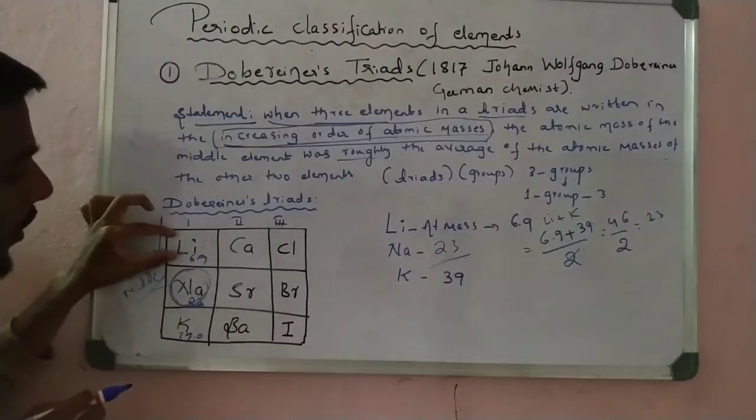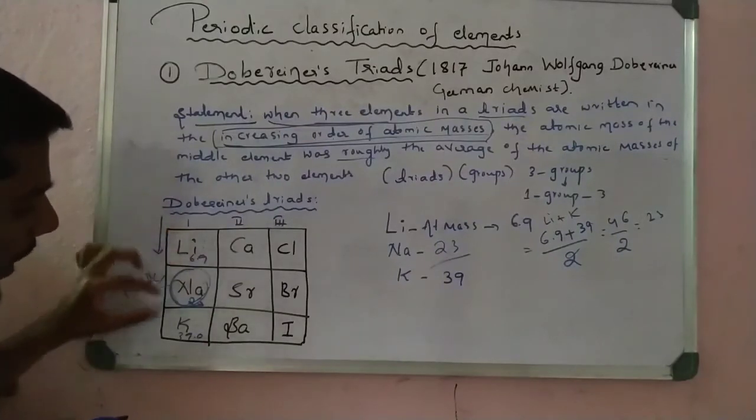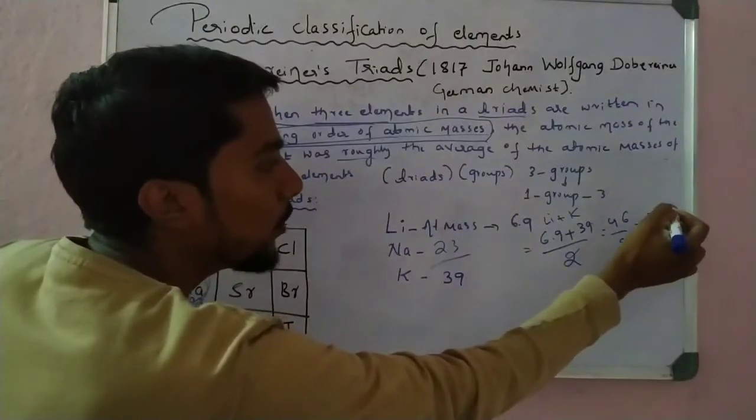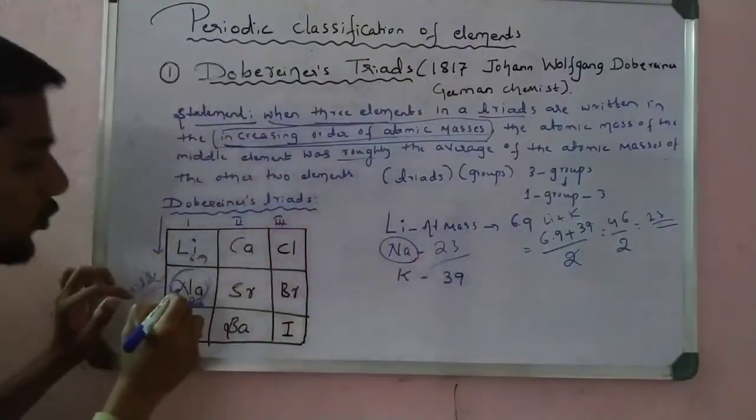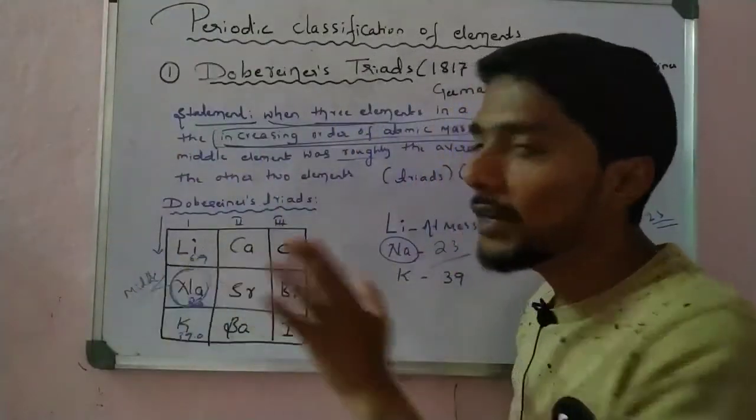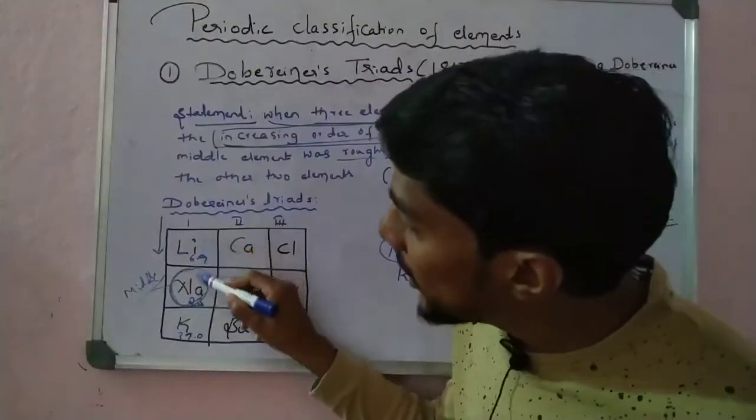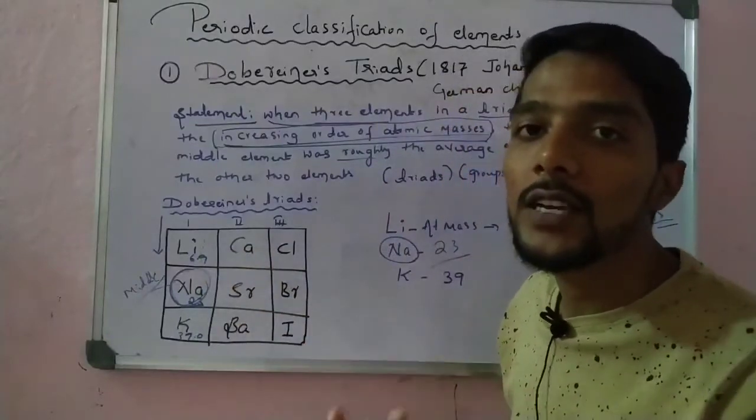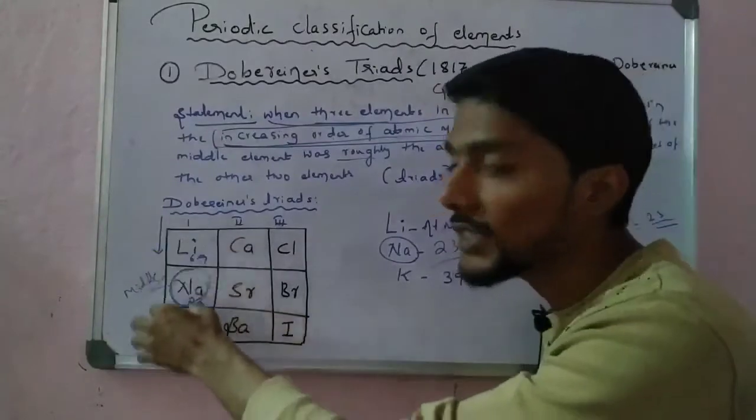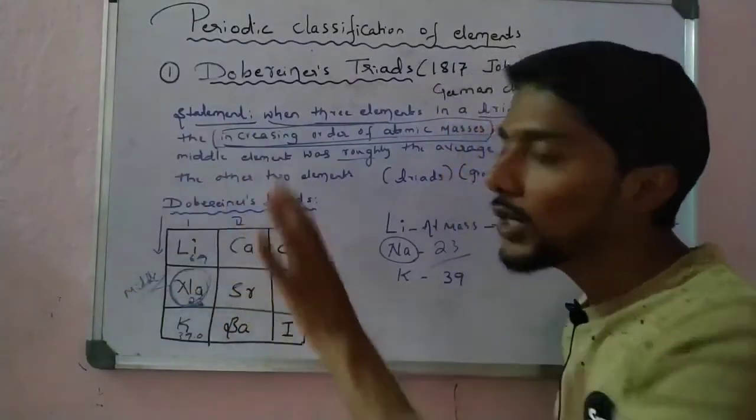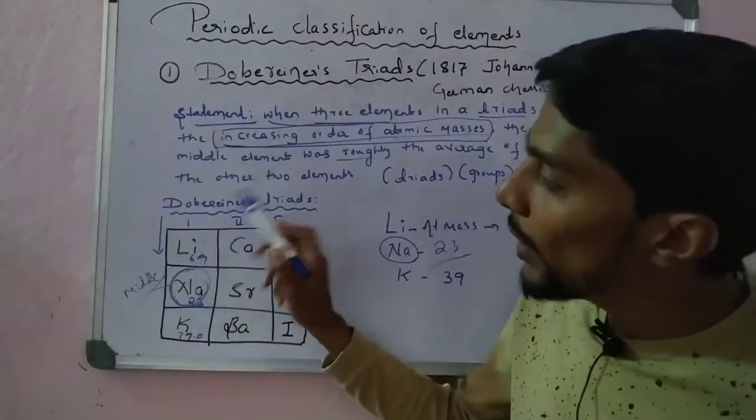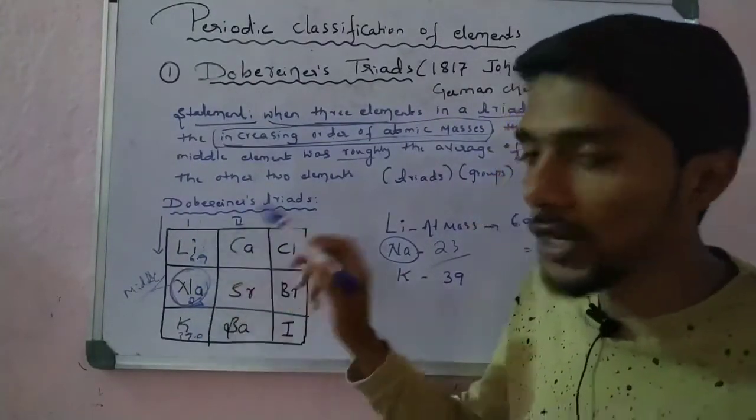So we observe that when we take the average of lithium and potassium, we get the answer 23. So 23 is the atomic mass of sodium, so he can put sodium here. So we get 1 triad, about lithium, sodium and potassium. And we observe that these 3 have similar chemical and physical properties, so they can suitably be placed in one group. So Dobereiner's first triad is lithium, sodium and potassium. You have to remember this.